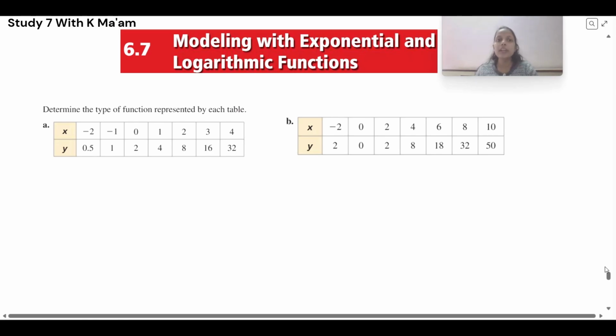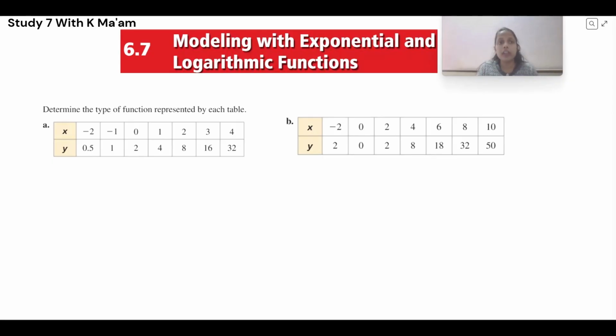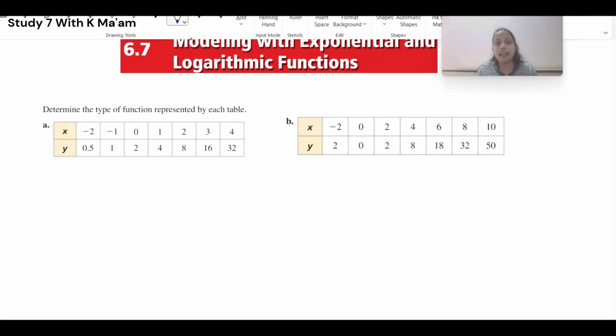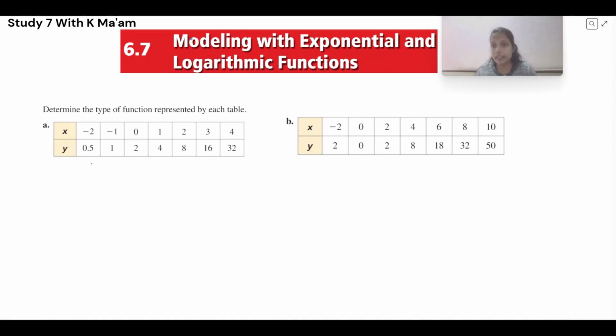Everyone, today we will start 6.7. In 6.7, it is modeling with logarithmic and exponential functions. So in the first question, what is given? We are provided with some values and we have to identify what type of function this is.